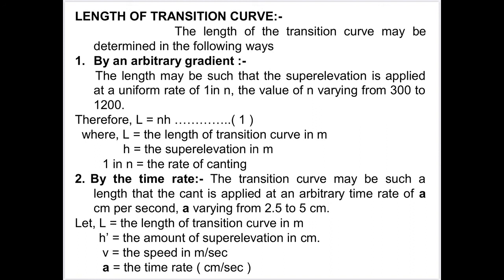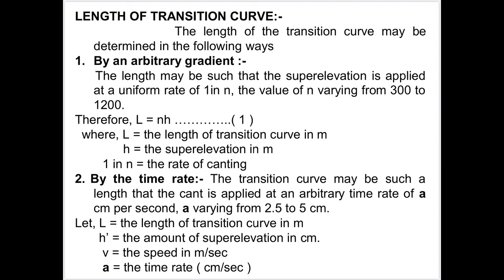Therefore, the formula of L is very important. L is equal to what? L = nH, where L is the length of the transition curve in meters, H is the super elevation in meters, and 1 in n is nothing but the rate of canting.